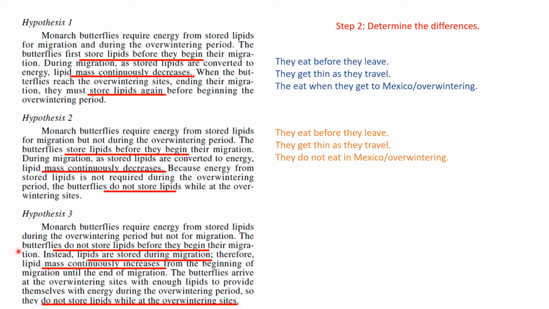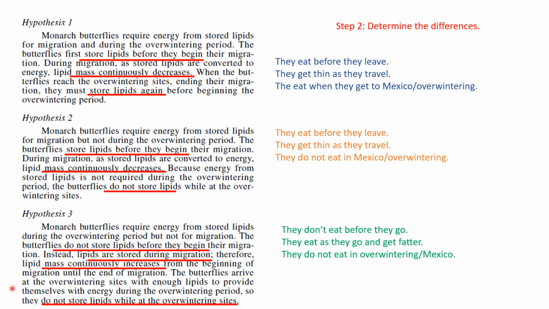Okay, so they don't eat before they leave, like hypotheses 1 and 2. They eat as they go. They're stopping and getting some fast food on the way, and they get fatter as they go. The butterflies arrive at the overwintering site with enough lipids to provide themselves with energy, so they do not store lipids while at the overwintering site. They don't eat before they go. They eat as they go and get fatter, and they don't eat in Mexico.